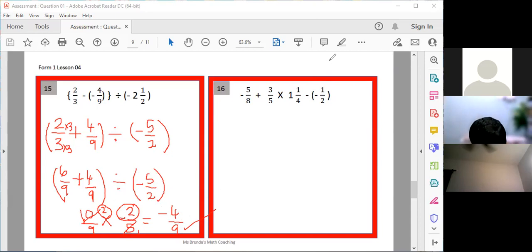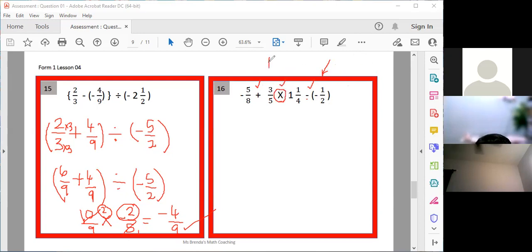Okay. Now, number 16. There is no bracket, but you learned BODMAS, isn't it? There is addition here. There is multiplication here. There is subtraction. Which one must you do first? Guys? BODMAS, which one do you do? You don't do plus first. Multiplication. There is addition, there is multiplication, there is subtraction. Which one must we do? Subtraction. No.